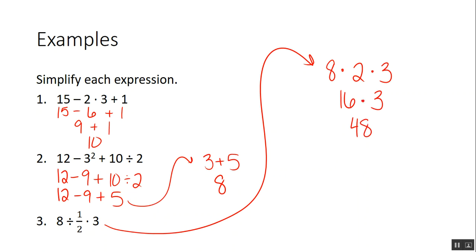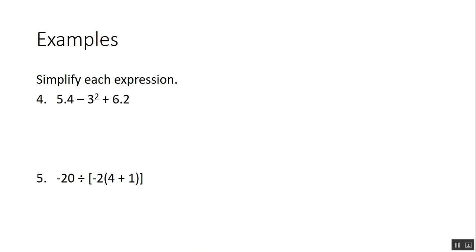And I know maybe we can't remember the rule for dividing fractions, but again, dividing by a half or dividing by a fraction is the same as multiplying by the reciprocal. Number 4, we have 5.4 minus 3 squared plus 6.2. So again, we want to take care of that exponent first. 5.4 minus 9 plus 6.2.